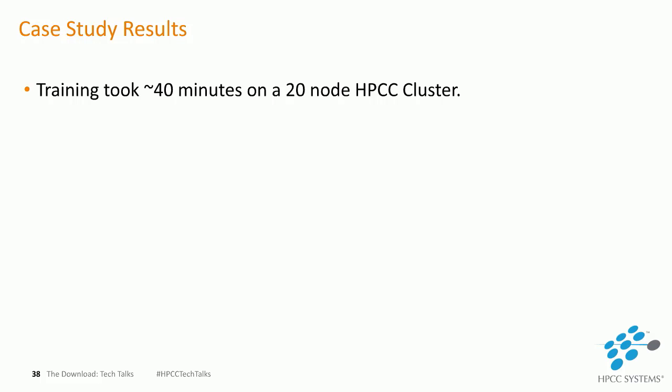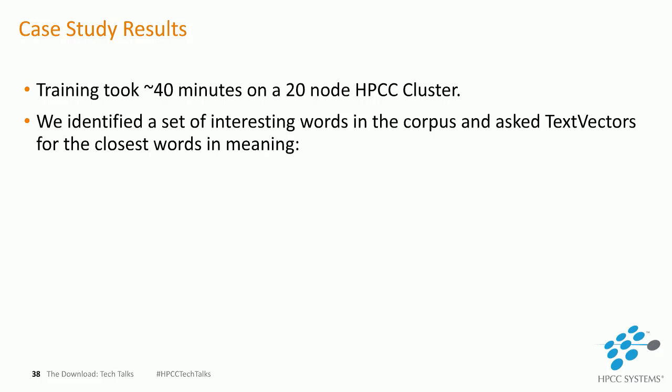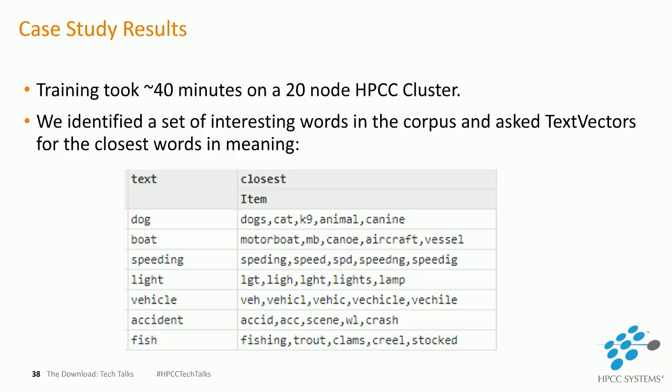The training took about 40 minutes on a 20-node HPCC cluster to train the 1 million different descriptions. The first result was that we identified a set of interesting words in the corpus and asked TextVectors for the closest words in meaning. When we asked about dog, it came back with dogs, cat, canine with 2 different spellings, and animal. We're definitely seeing that they are related by meaning and not just typographically.